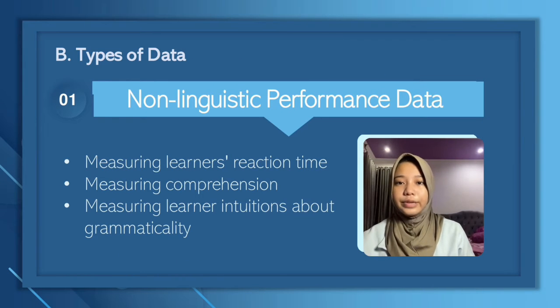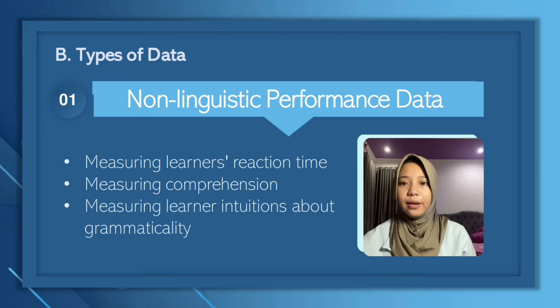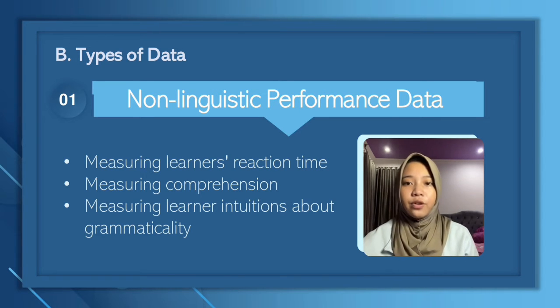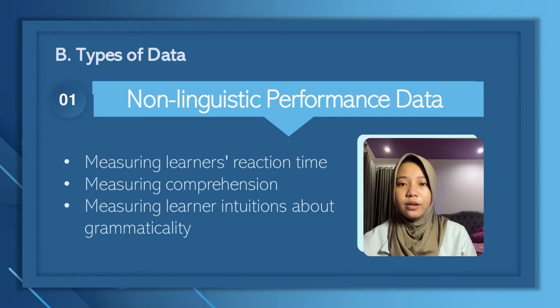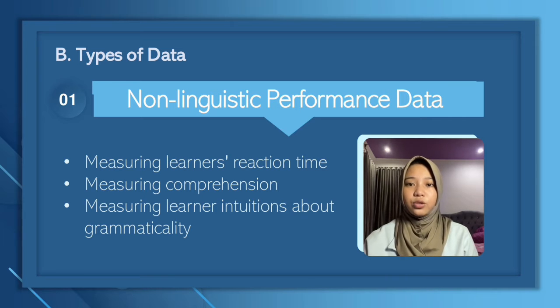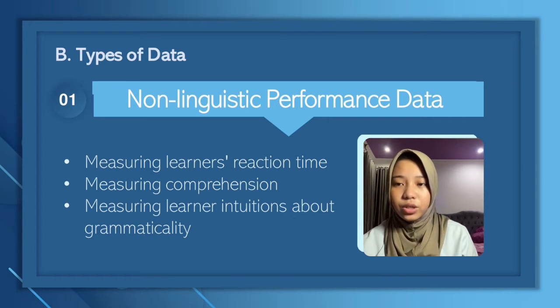B. Types of data. Many different types of data can be collected from learners. However, it is helpful to identify three broad sets. First, non-linguistic performance data. It involves measuring learners' nonverbal response to linguistic stimuli. First, measuring learners' reaction time. This provides evidence of whether the cognitive operations evident in a learner's performance reflect controlled or automatic processing, and thus the extent to which specific linguistic features have been mastered.